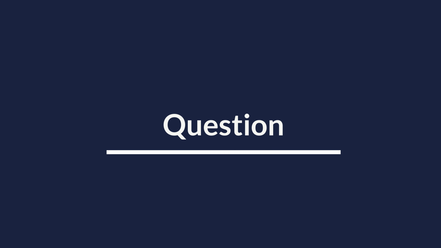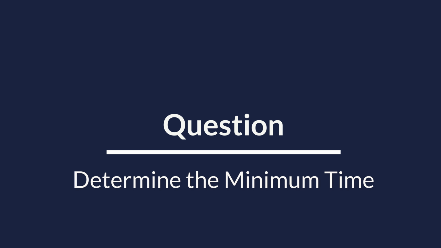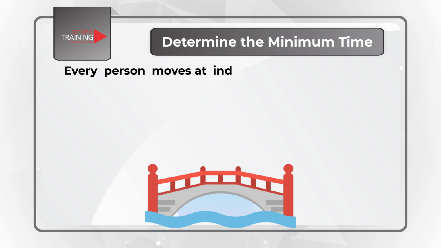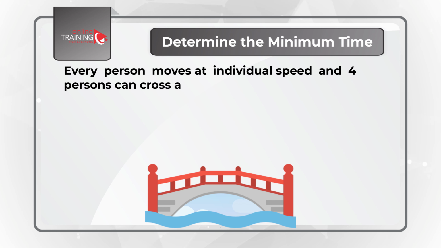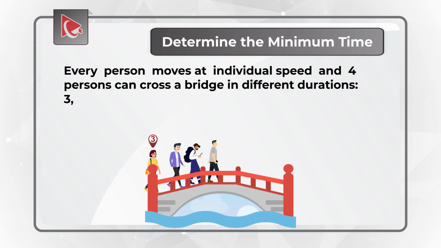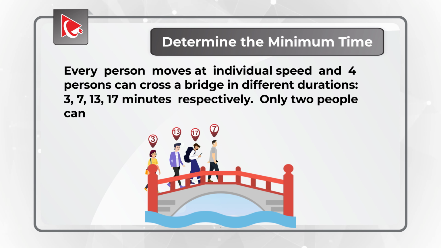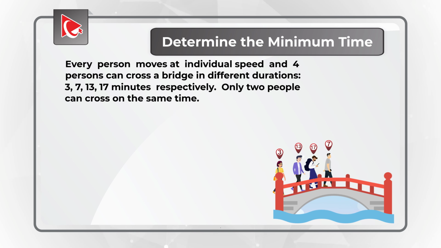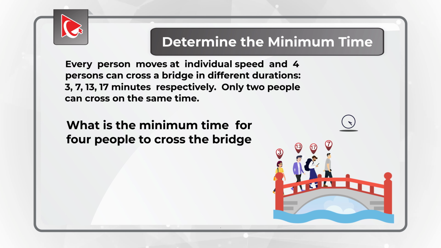Here's the interesting challenge you might frequently see on the test. You need to determine the minimum time for people to cross the bridge. Every person moves at an individual speed, and 4 people can cross the bridge in different durations. They can cross it in 3, 7, 13, and 17 minutes respectively. The trick here is that only 2 people can cross the bridge at the same time. You need to determine what is the minimum time for 4 people to cross the bridge.